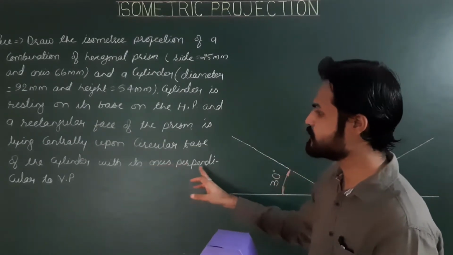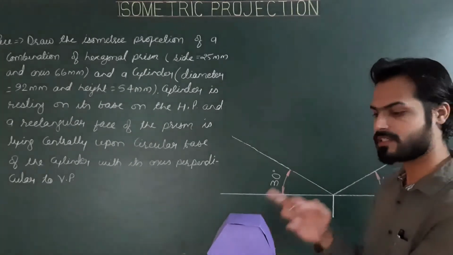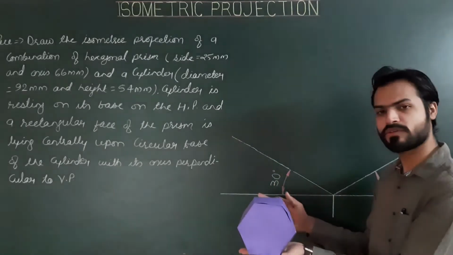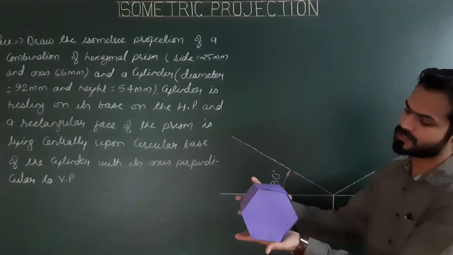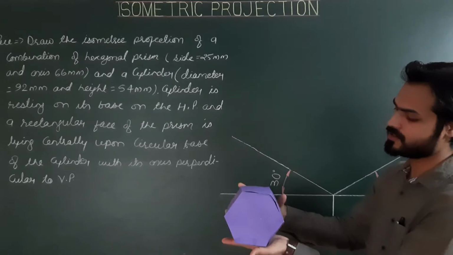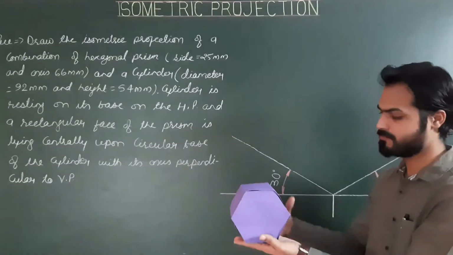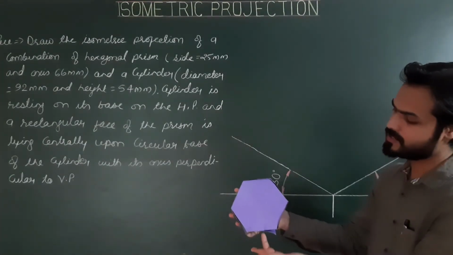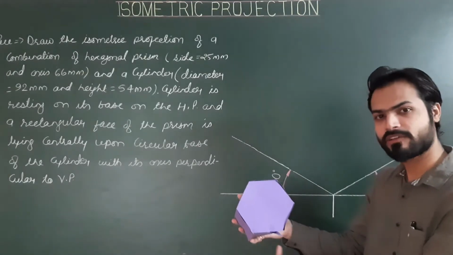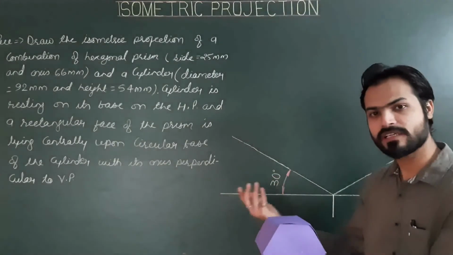Also, the axis is perpendicular to VP. So the axis of the prism, an imaginary line from the front base center to the rear base center, is also perpendicular to VP. So this is the final position of the hexagonal prism, which is resting centrally on its rectangular face upon the circular face of the cylinder. Now centrally means the center of the rectangular face of the prism will be on the upper circular center of the cylinder.